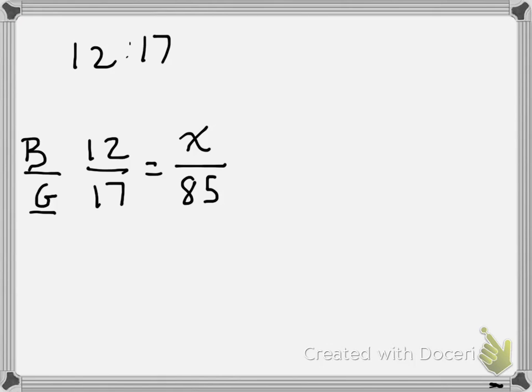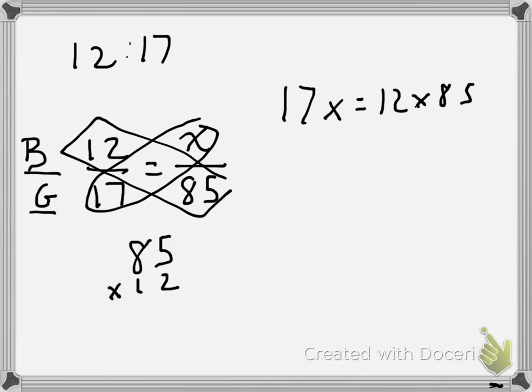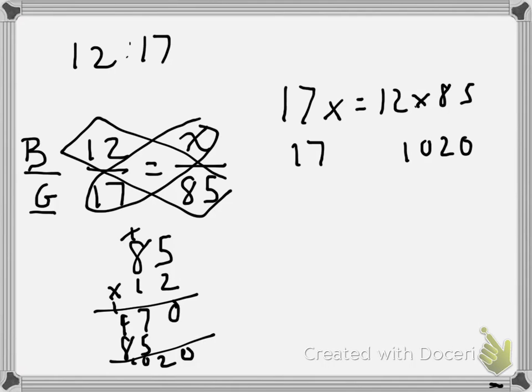When we have a proportion, which is 2 equal ratios, we can cross multiply. So we get 17 times x equals 12 times 85. So we're going to do 85 times 12, and 2 times 5 is 10, 2 times 8 is 16, 17, then 85 times 1 is 85, so we have 0, 2, and 10, 1020. Okay. So 17x just comes down, and then we're going to divide both sides by 17.